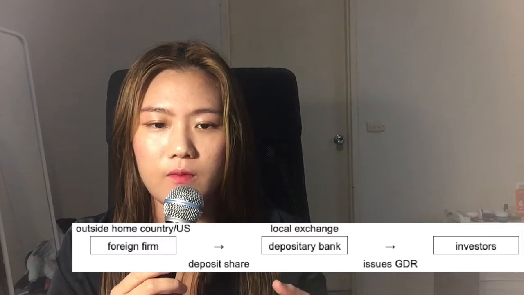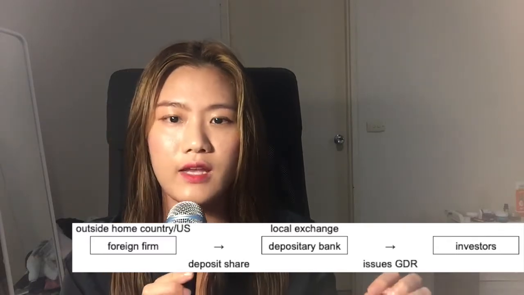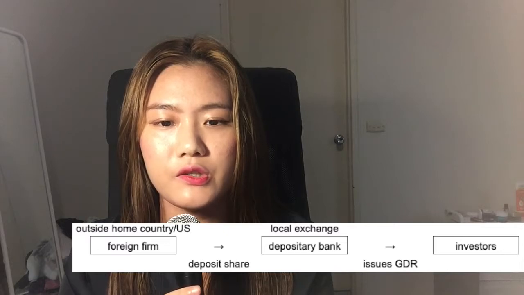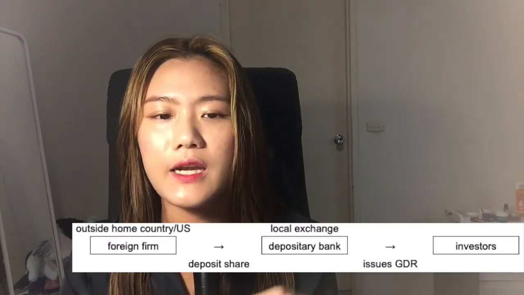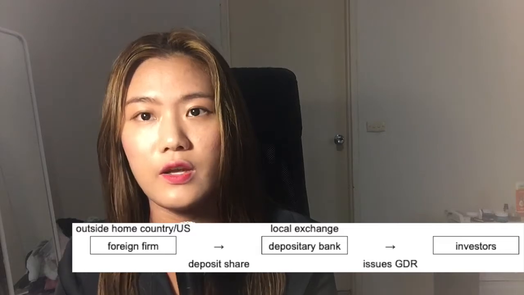There are two types of depository receipts. Global depository receipts is when the foreign firm is outside the home country and they transfer the deposit shares to the depository bank in the local exchange, which issues the global depository receipts to the investors. The key advantage is that it is not subject to foreign ownership and capital flow restrictions that may be imposed by the issuing firm's home country, because they're sold outside the country. The issuing firm selects the exchange where the GDR is to be traded based on factors such as investors' familiarity with the firm or the existence of a large international investor base.